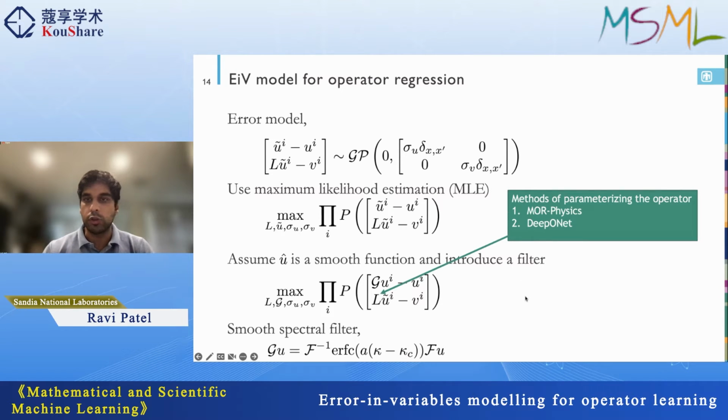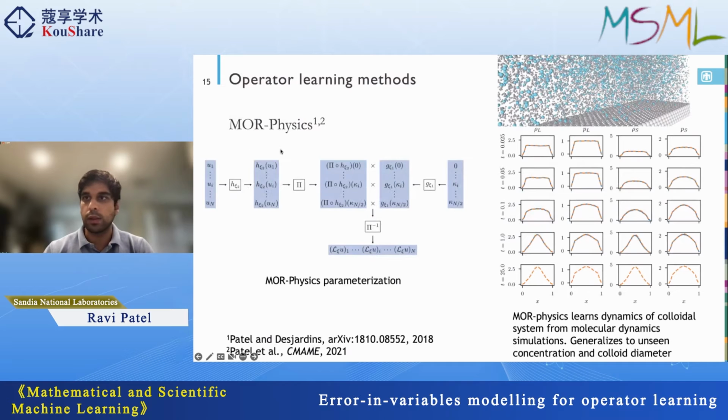So next I'll go into the methods of parameterizing the operator. The first method is more physics-based. This is a method developed by us at Sandia. It was inspired by Fourier pseudospectral methods. The idea is to take your function u, pass that pointwise through a neural network H, then take the Fourier transform. Then you take the wave numbers kappa, pass that through a neural network G, take the product, and then Fourier transform back into physical space.